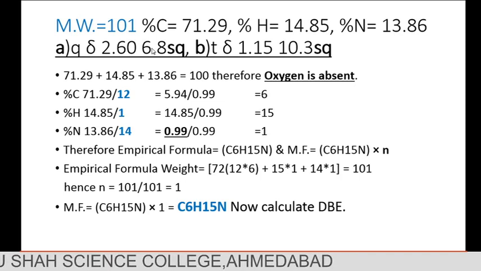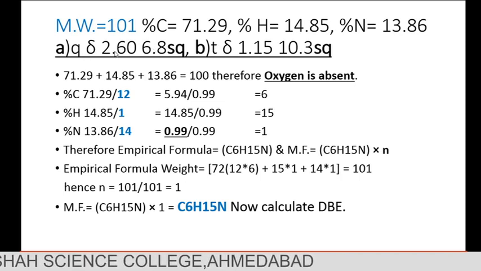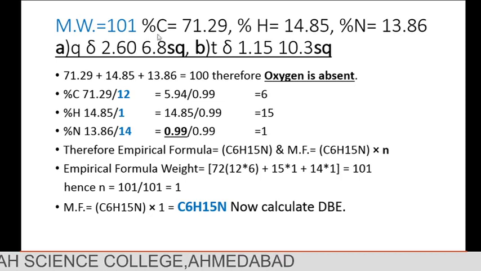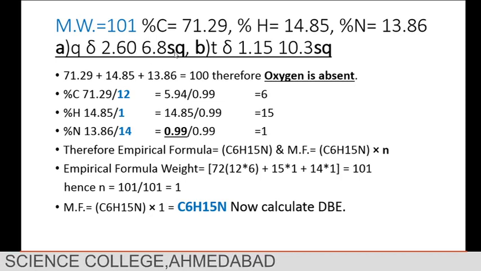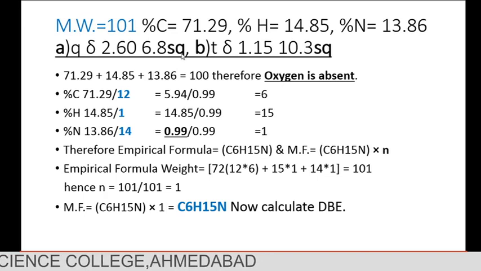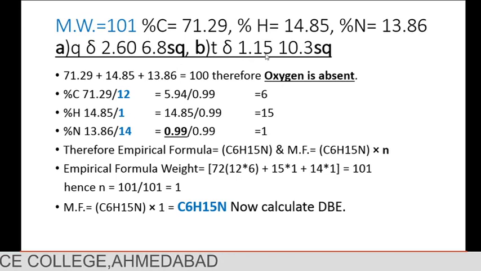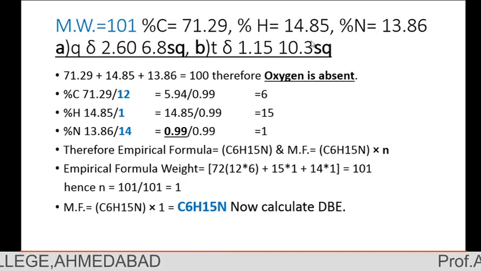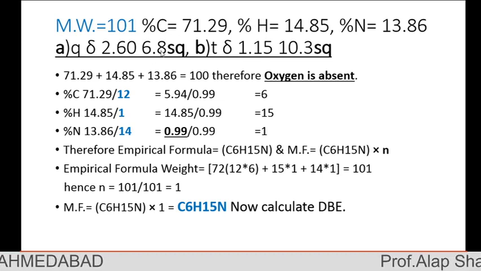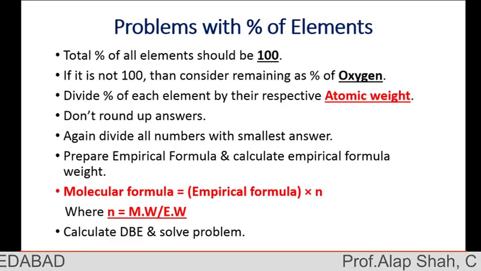Two signal descriptions are also given. Signal A is a quartet at 2.60 delta, with 6.8 square, which is new information for you. Later on I will explain the meaning of this square. And signal B is a triplet at 1.15 delta with 10.3 square. Normally you are given the number of protons that cause a particular signal, but that is not given here; instead a square value is given. So let us first understand how to deal with such a problem.